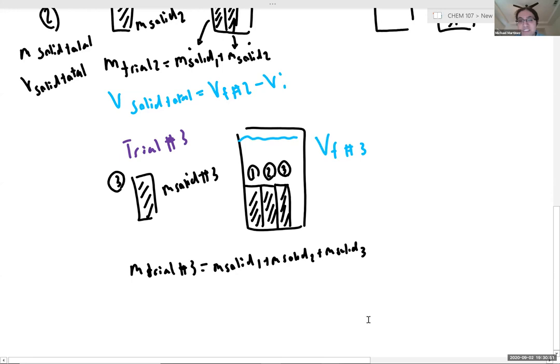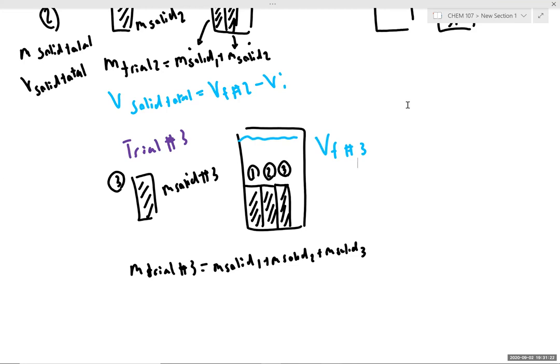This is part D in the lab manual. We're calculating the total mass of the metal pieces and the total volume of the water and metal pieces. So the volume final is the mass of solid 1, 2, and 3 altogether? The mass total, yes. The final mass.